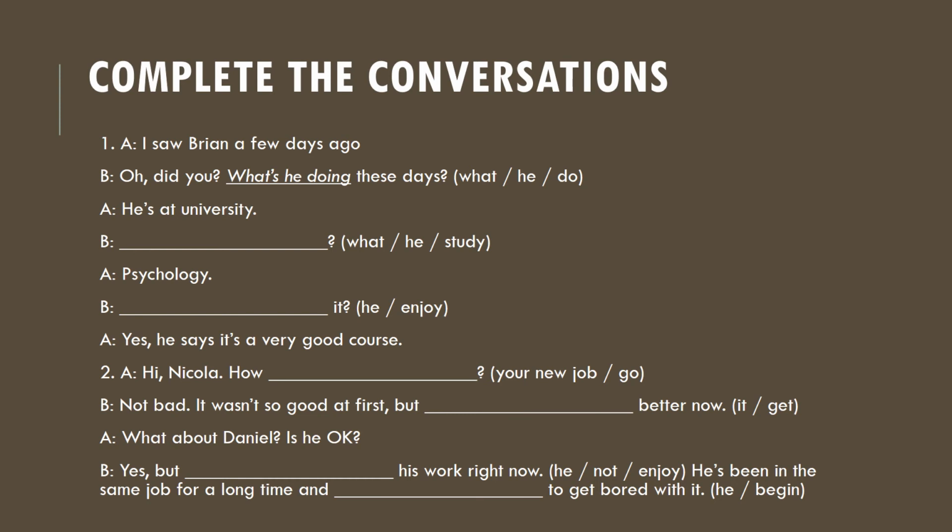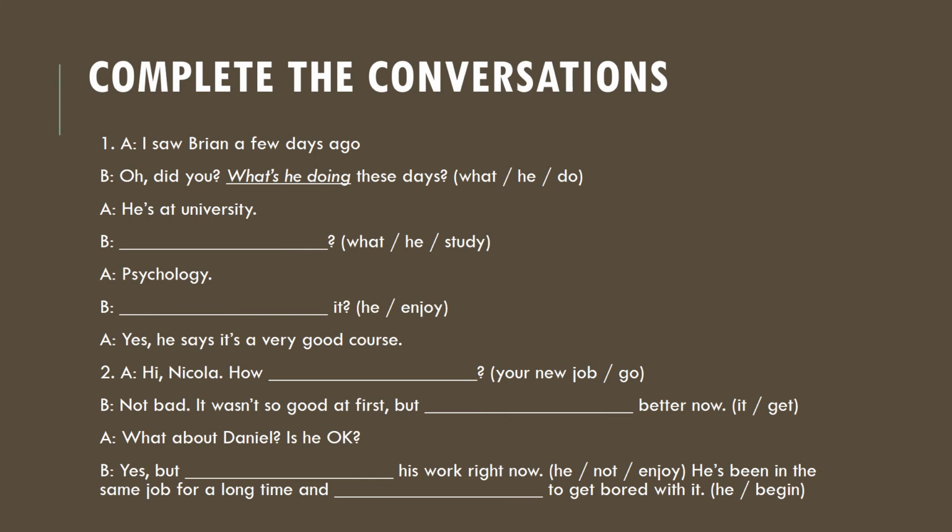Now let's see B. B: What he studying. What is the question word? It stays as it is. What he is studying. Now is moves before he and it becomes: what is he studying? A: Psychology. Now B: he enjoy. So is he enjoying it? Is he enjoying it? Yes, he says it's a very good course.